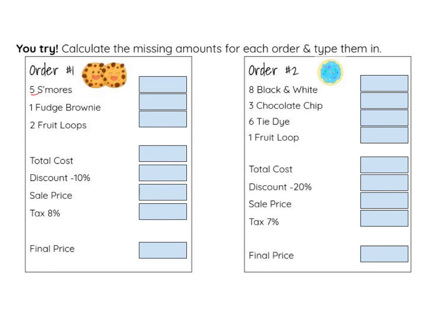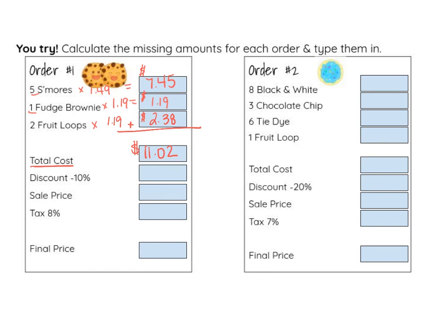So 5 s'mores cookies, you have to multiply that by $1.49. You should get $7.45. Go look at how much a fudge brownie costs. It costs $1.19. You're multiplying it just by 1, which obviously we get $1.19. Now we look at how much a Fruit Loop cookie costs. You get $1.19 again, so $1.19 times 2. You get $2.38. Okay, so we have how much all of the cookies cost separately, but you need to figure out how much they cost in all. So you should be adding all of those up. If you add them up correctly, you should get $11.02.